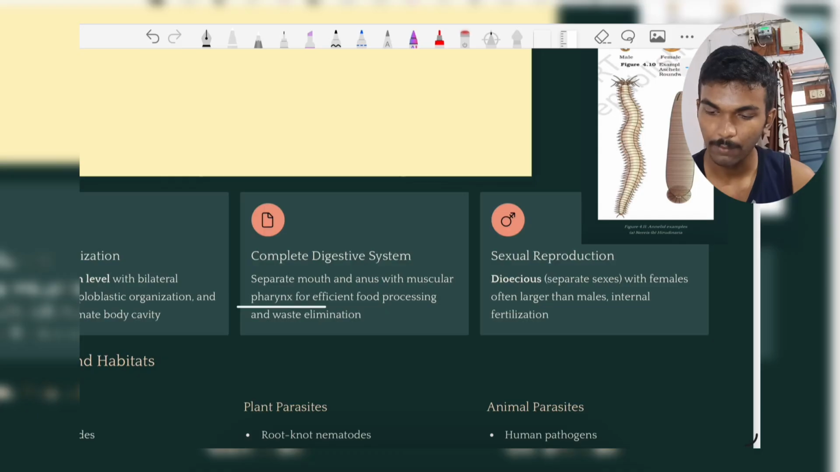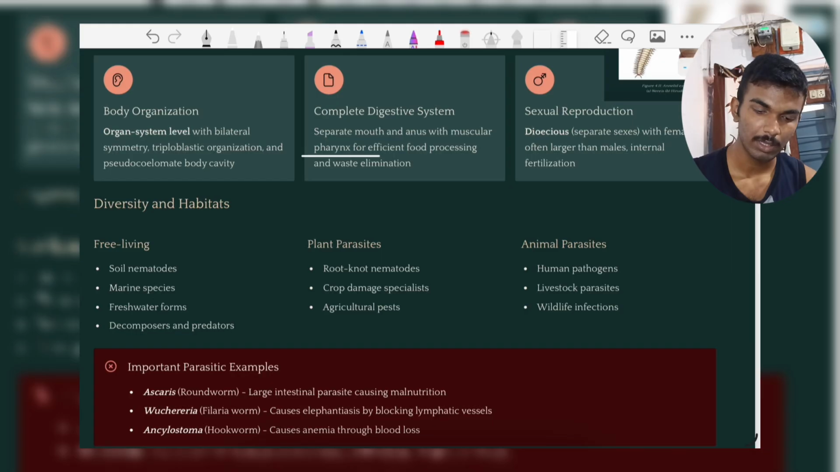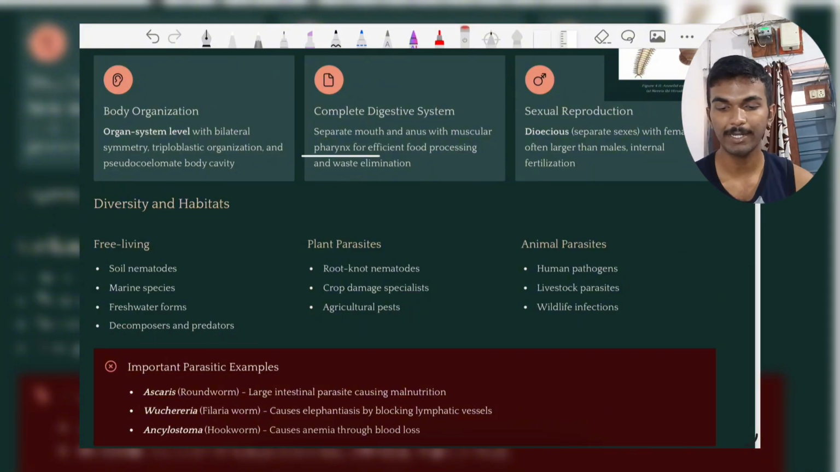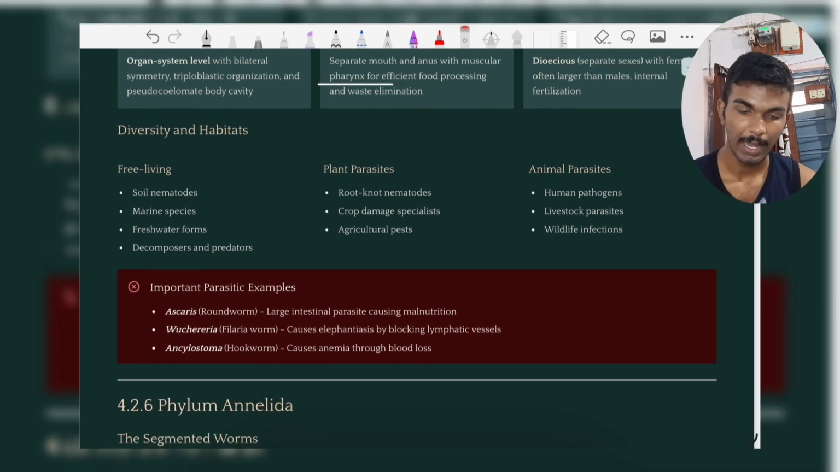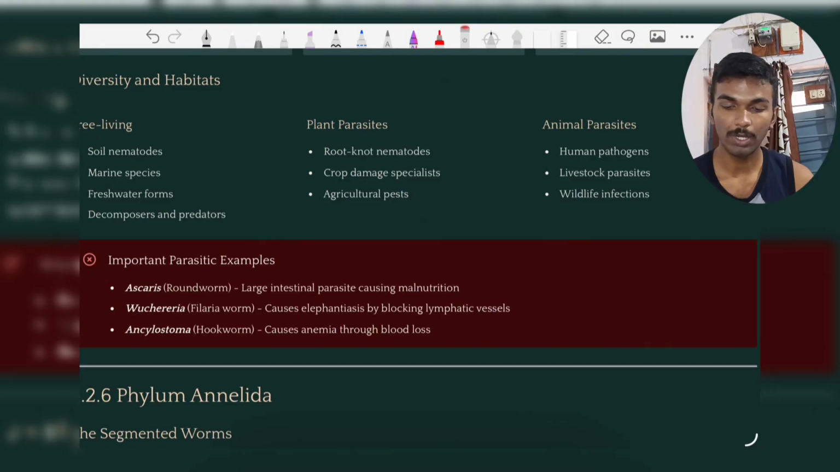Dioecious sexual reproduction with females often larger than males. Internal fertilization occurs. Diversity and habitats. Free living soil nematodes, marine species, freshwater forms, decomposers and predators, plant parasites, root knot nematodes, crop damage specialists, agricultural pests, animal parasites, human pathogens, livestock parasites, wildlife infection. Important parasitic examples: Ascaris, roundworm, large intestine parasite causing malnutrition; Wuchereria, filarial worm causing elephantiasis by blocking lymphatic vessels; Ancylostoma, hookworm causing anemia through blood loss.